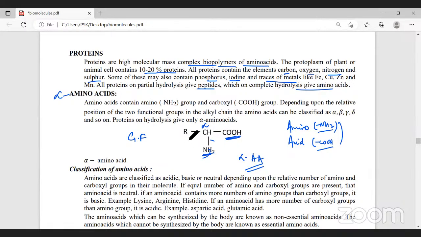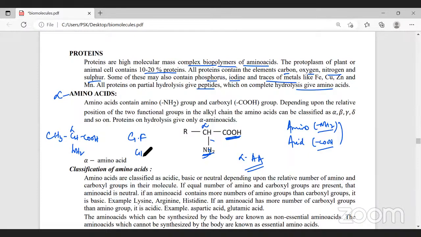The general formula of alpha amino acid is R, CH, COOH, and NH2. The NH2 group is present in alpha position. Now, if I write an example like CH3, CH, NH2, and COOH, this is an example for alpha amino acid because the amino group is present at alpha carbon atom.